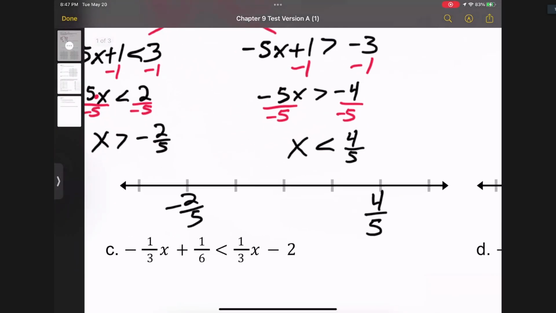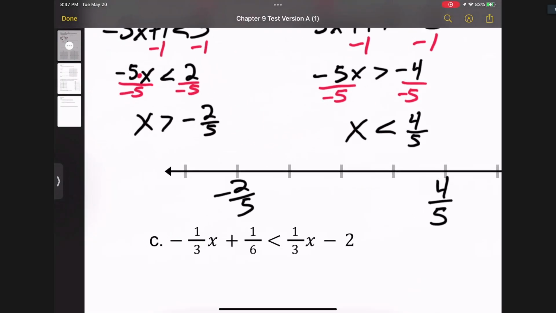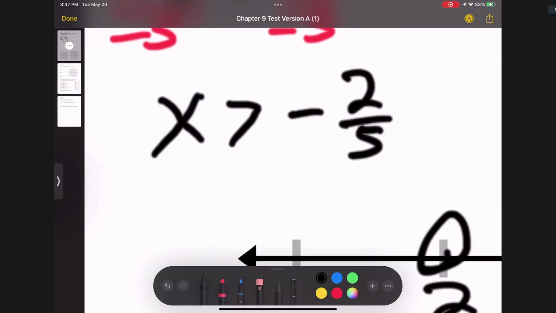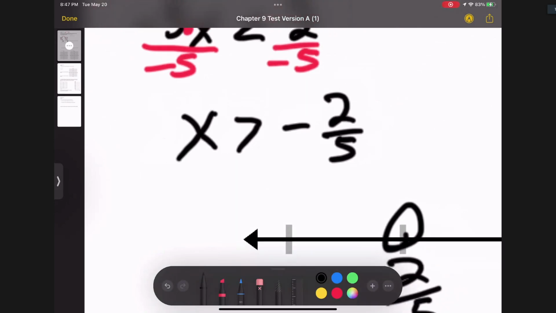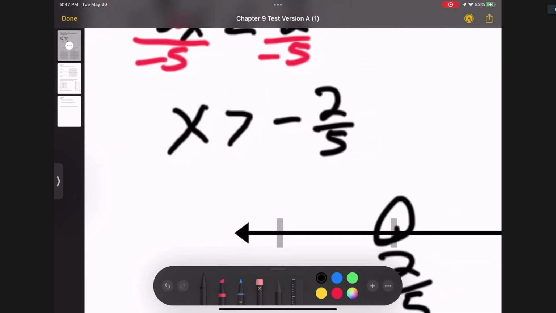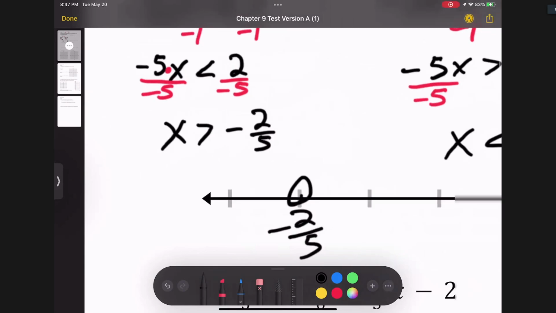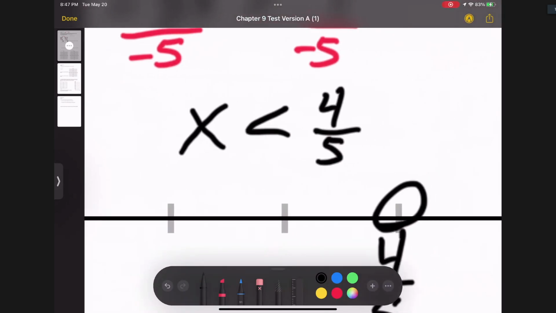Okay, so this is going to be an open circle for both of them. Open circle, open circle. Why? Because there is no line underneath. This is a strict inequality. So this says x has to be strictly greater than negative 2/5. This is saying x has to be strictly less than 4/5.